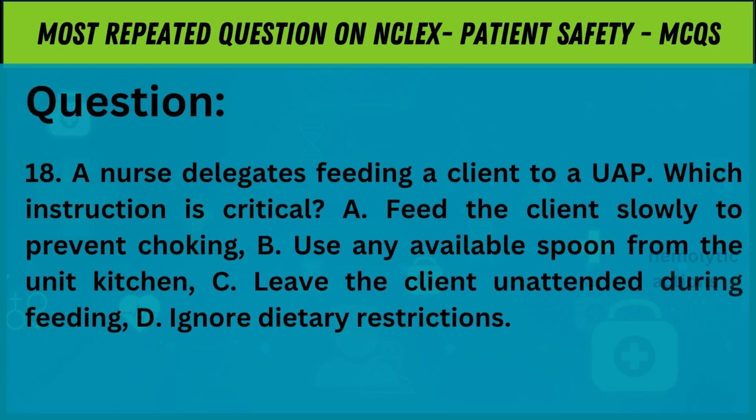18. A nurse delegates feeding a client to a UAP. Which instruction is critical? A. Feed the client slowly to prevent choking. B. Use any available spoon from the unit kitchen. C. Leave the client unattended during feeding. D. Ignore dietary restrictions.